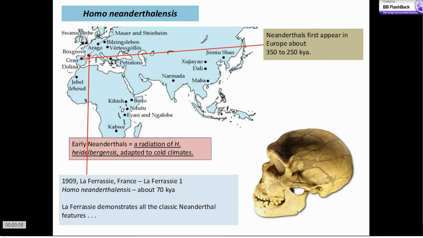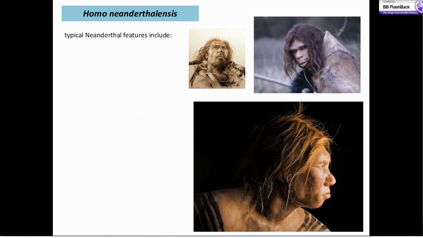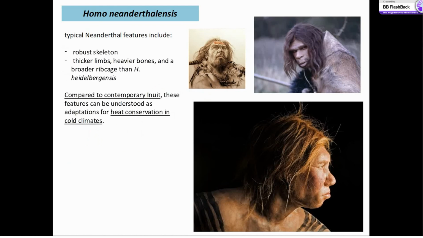But here's just a sort of typical Neanderthal specimen. This is a famous one. This is La Ferrassie, found in France, dated to about 70,000 years ago. And La Ferrassie demonstrates all the classic Neanderthal features. These are a robust skeleton with thick limbs and heavy bones. And in fact, I'll have a chart later on that'll show you the differences skeletally. Also, broader rib cage than Homo heidelbergensis, certainly broader rib cage than Homo sapiens.